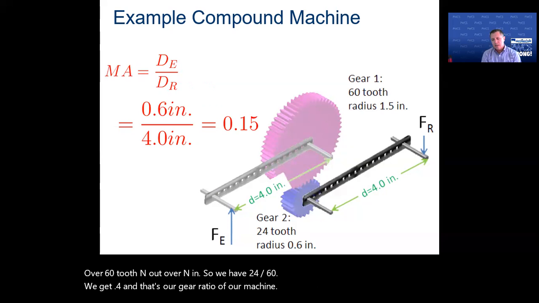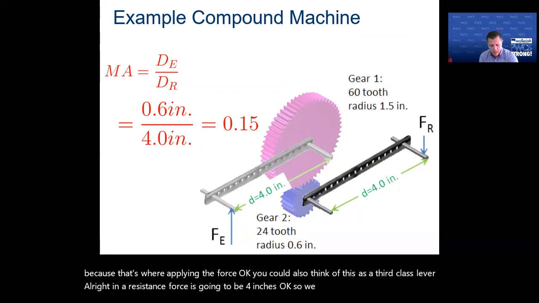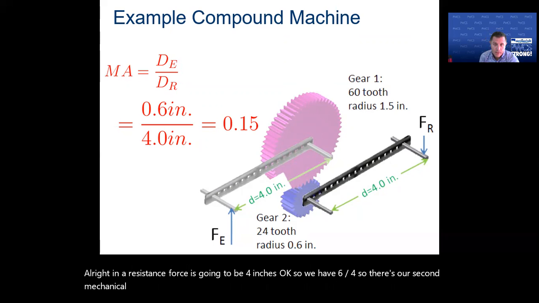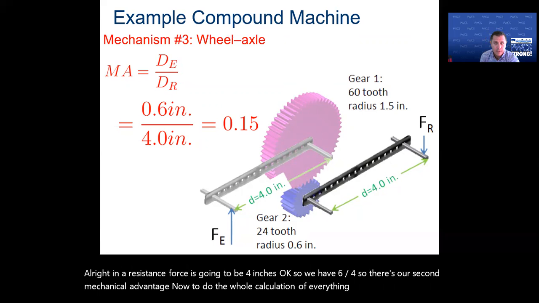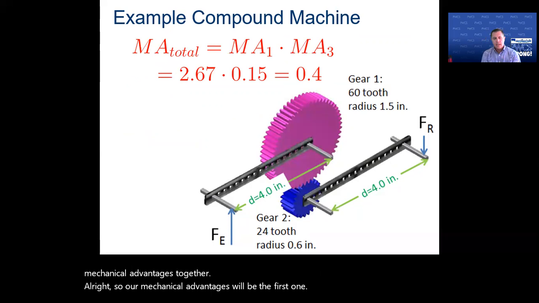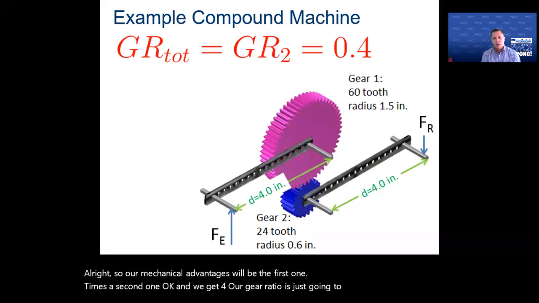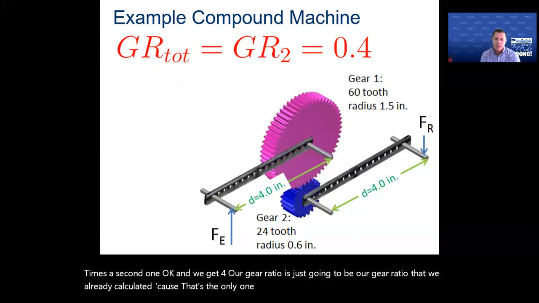Finally, you have your last one, where DE over DR has an effort of only the 0.6, because that's where we're applying the force. You could also think of this as a third class lever. Our resistance distance is going to be the 4 inches. So we have 0.6 over 4. There's our second mechanical advantage. Now, to do the whole calculation, we multiply our mechanical advantages together. The first one times the second one, and we get 0.4. Our gear ratio is just the gear ratio we already calculated, because that's the only one we have, and we get 0.4.